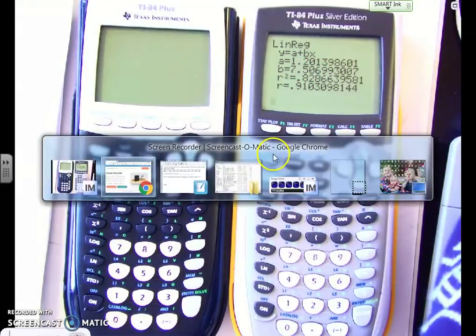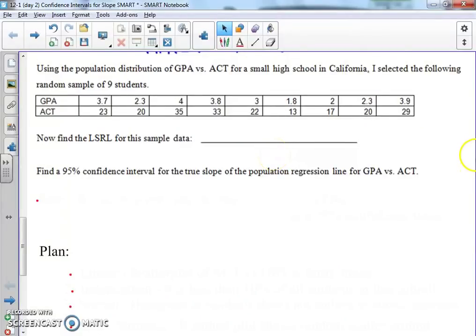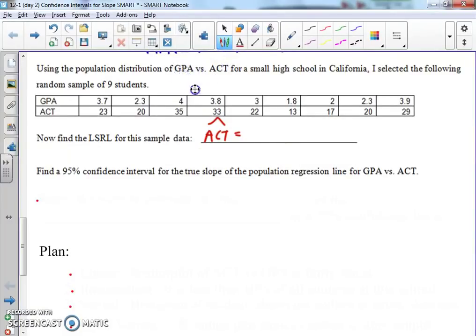Okay, so we're going to go back to our notes, and we're going to fill that in. So remember, we're predicting the ACT score. That's our response, using the GPA. So we have the A in the calculator is 1.201 plus the slope, which is the B, 7.507 times the GPA. So that's how you would write the line.